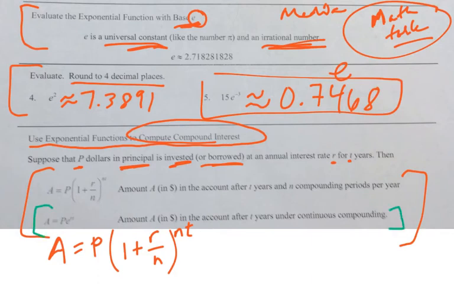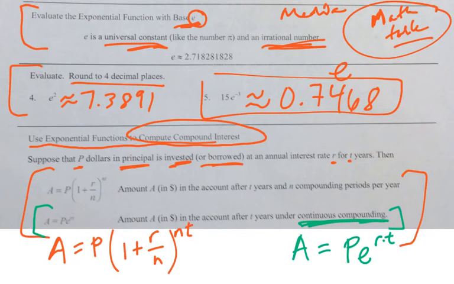And then the last one actually uses a completely different formula. If something is compounded continuously, we use this formula instead. The amount A in dollars in the account after t years under continuous compounding would be A equals Pe^(rt). The principal times e to the rate times the time. Okay, and remember that that time is in years.